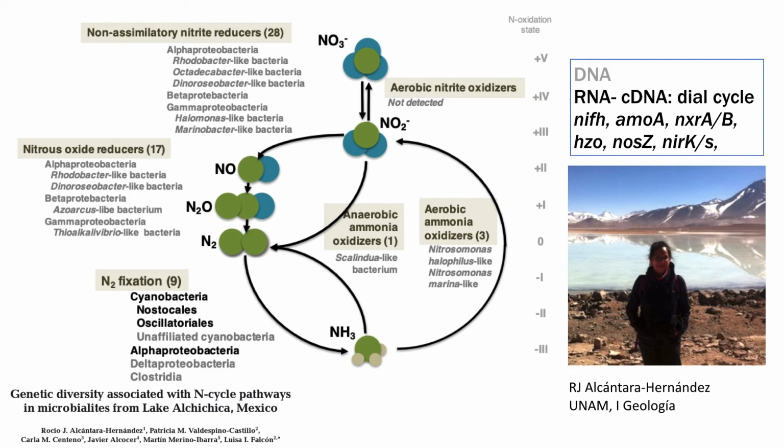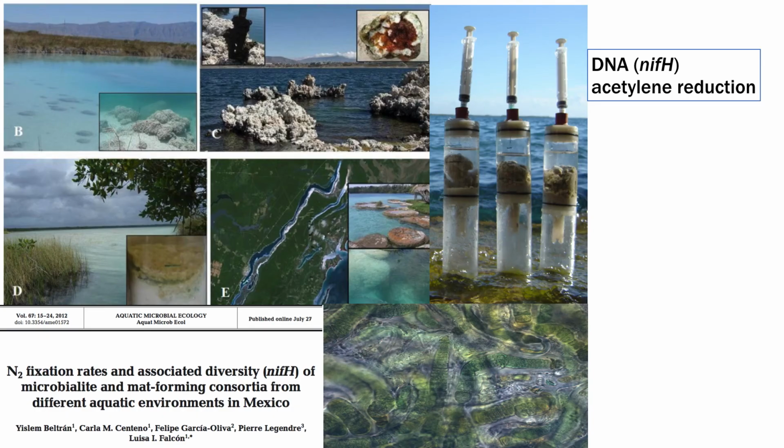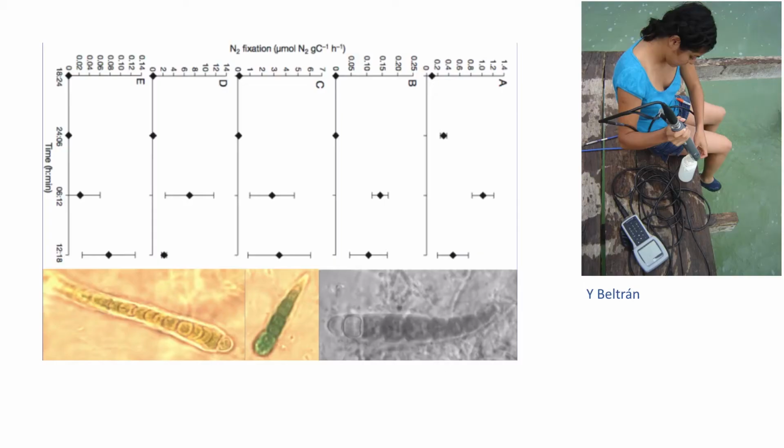We also know that the expression of nitrogen fixation, for example, is among the most important in microbialites. And so we've gone ahead and measured with acetylene reduction the rates of nitrogen fixation for these communities. And we know that in general, heterocystous cyanobacteria that fix nitrogen during the day are the most important N2 fixers in these communities. This has been part of the work of Isla Beltran, Carla Centeno, and Rocio Alcántara.